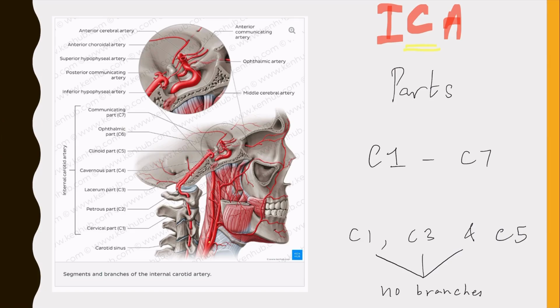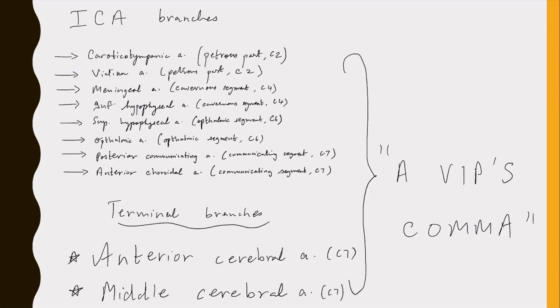And then we will have a look at the parts of the internal carotid artery. So some sources will tell you there's parts C1 to C4, but it's always good to know the parts C1 to C7 because a lot of good sources will tell you all of these parts. And let's go over them briefly.